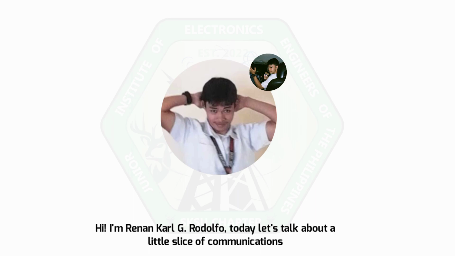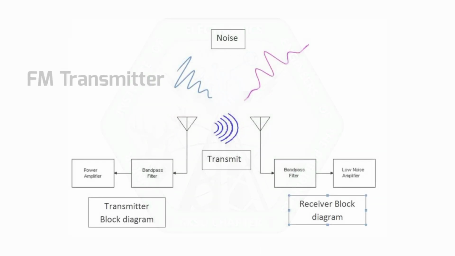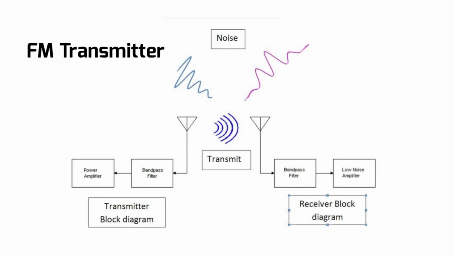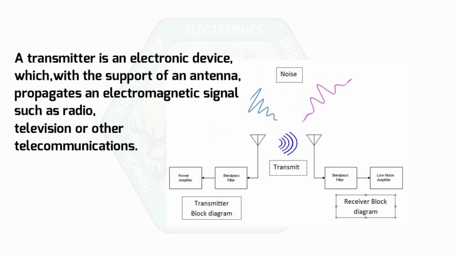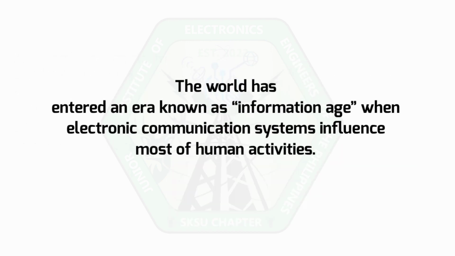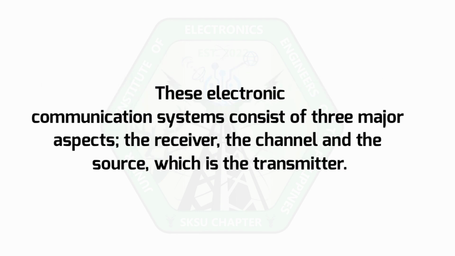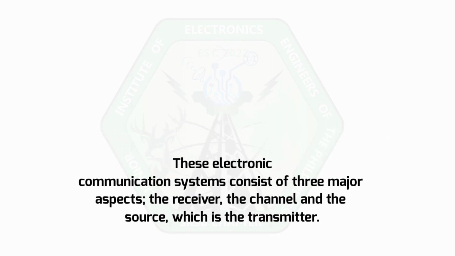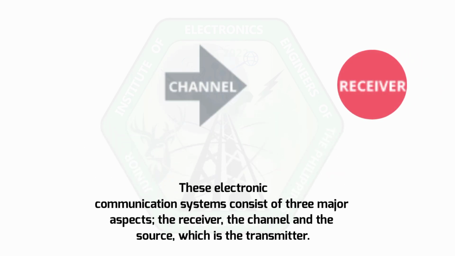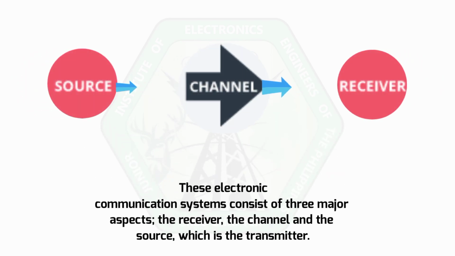Today, let's talk about a little slice of communications, which is an FM transmitter. A transmitter is an electronic device which, with support of an antenna, propagates an electromagnetic signal such as radio, television, or telecommunications. The world has entered an era known as the information age, when electronic communication systems influence most human activities. This electronic communication system consists of three major parts: the receiver, the channel, and the source, which is the transmitter.